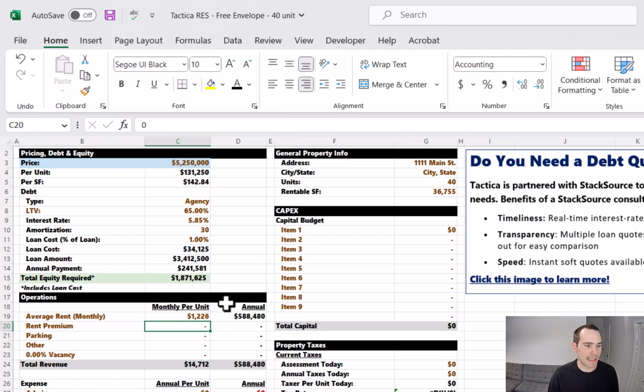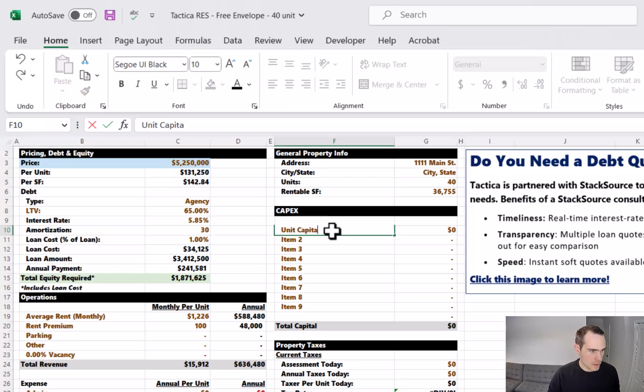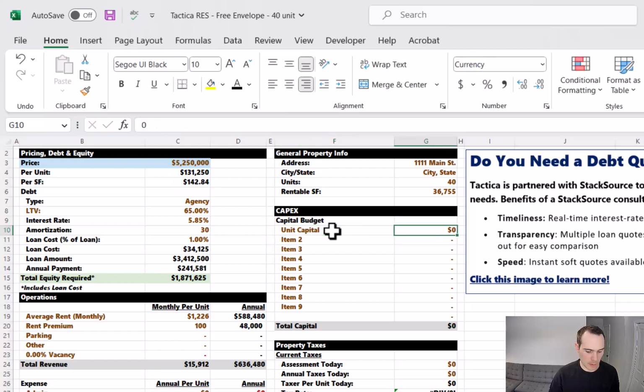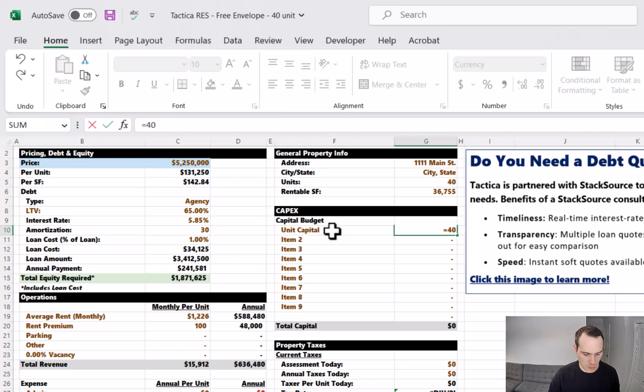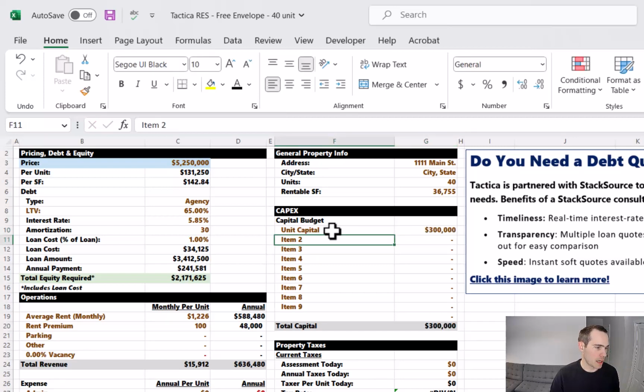The broker suggested that there could be an average rent premium of about $100. And then for capital, if we're going to get a $100 premium, we're going to need to put some money into the units. So let's label this as unit capital, and let's estimate that for 40 units, we'll spend $7,500 per unit, which equals $300,000. In the way we have our capital stack structured in this, using agency financing, the investor would be required to bring this $300,000 into the project to fund these renovations.